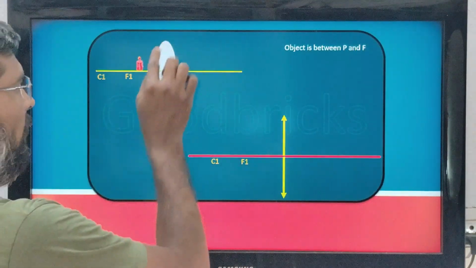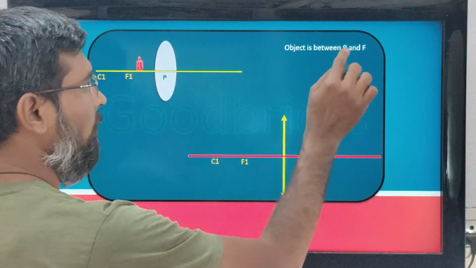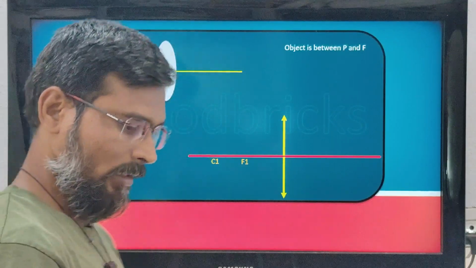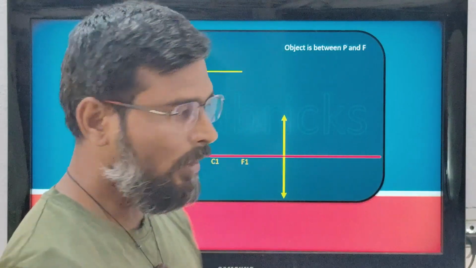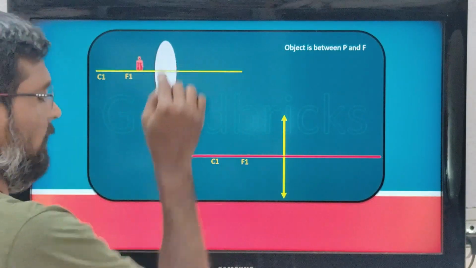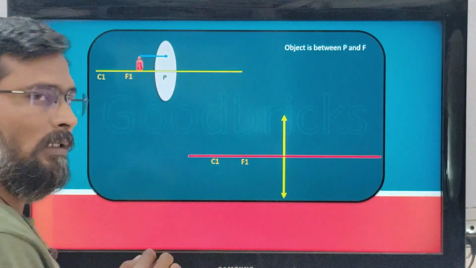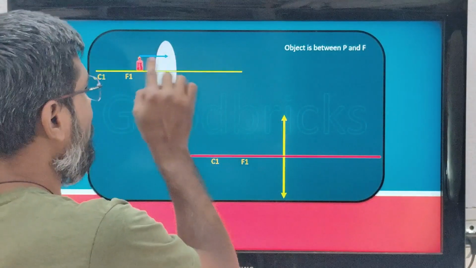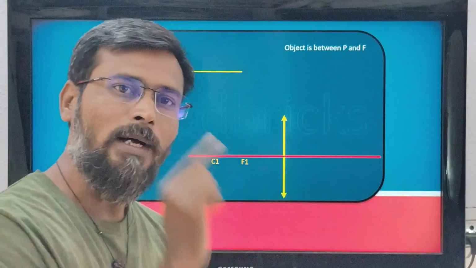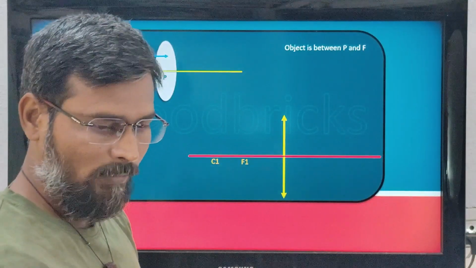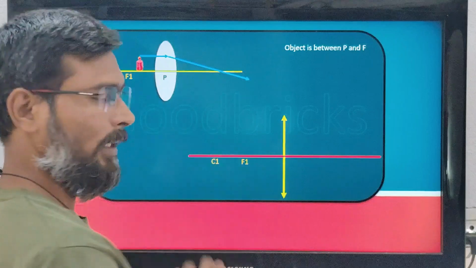So we have a convex lens here, where the object is between P and F. You can see here between P and F. P, in case of a lens, we will call it the optic center. And let us take one incident ray which is parallel to the principal axis. So what happens to this incident ray? The incident ray which is parallel to the principal axis passes through the focal point. So see here, this refracted ray will be passing through the focal point.